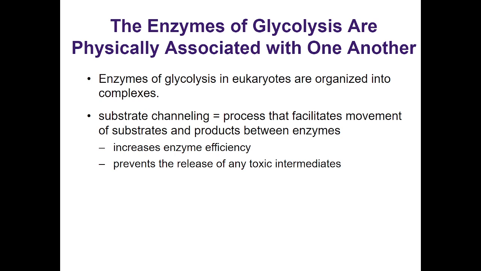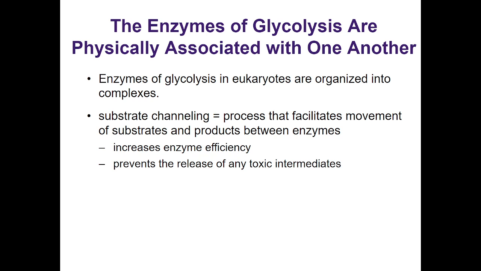So enzymes of glycolysis in eukaryotes are going to be organized into complexes. The substrate channeling, this is going to be the process that facilitates the movement of the substrates and products between enzymes. So this increases enzyme efficiency. It prevents the release of any toxic intermediates.